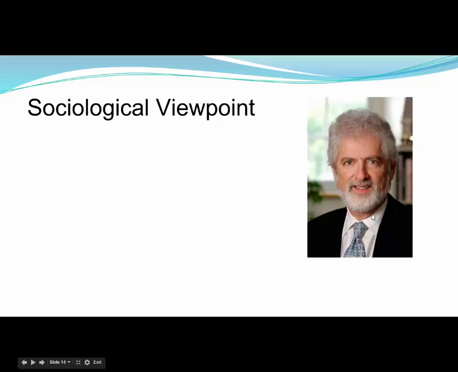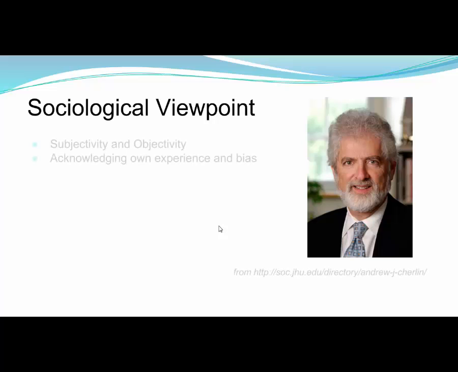And finally, the sociological viewpoint. Now here's a picture of the author of our book, Andrew Cherlin. I think he explains this very well in the book, and in fact, he explains it by using himself as an example. Sociologists basically understand that there's no way that we can be totally objective when studying the family. Each one of us is going to be subjective, because part of being human is having our own unique experiences and influences, and those will affect how we look at families and at society. So what we need to do up front is acknowledge our own experience and our own bias. Still strive to be as objective as possible, absolutely, but recognize the reality.